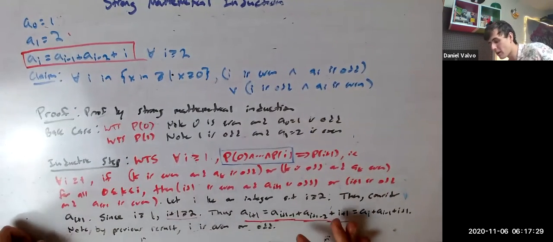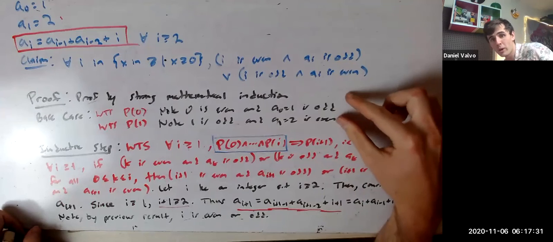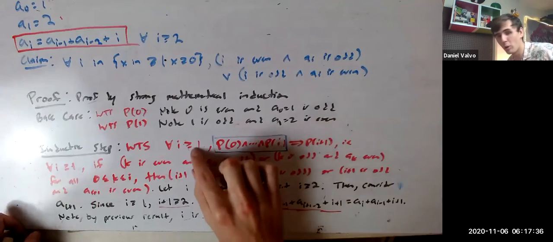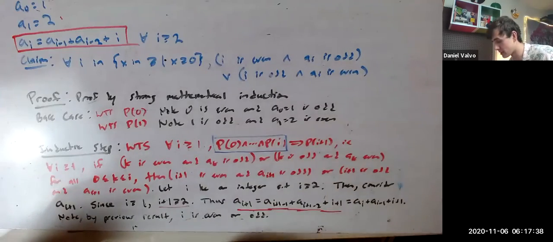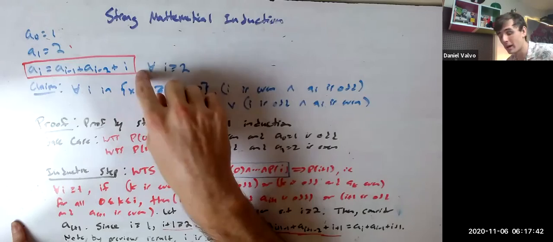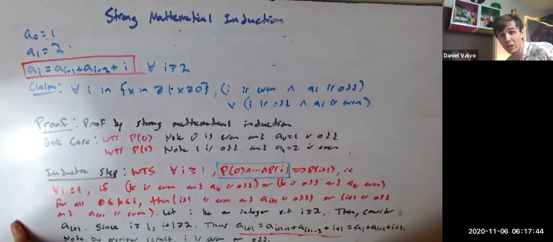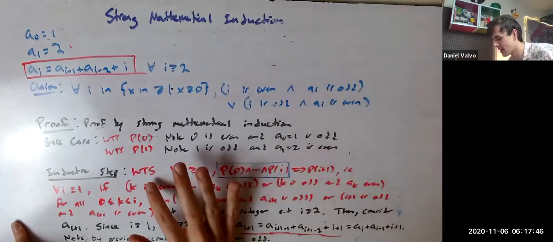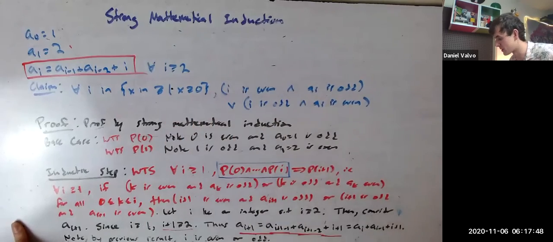So sometimes in strong induction, you're going to have more than one base case. It just depends on when this chain reaction takes over. This chain reaction takes over once I is bigger than or equal to 1. So that means 2 is the first one we can prove using the chain reaction. So that means we have to show 0 and 1 by brute force.